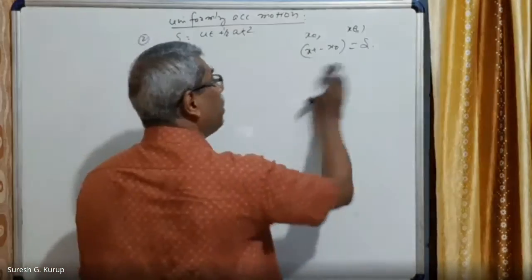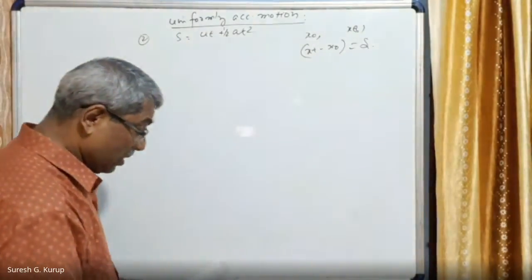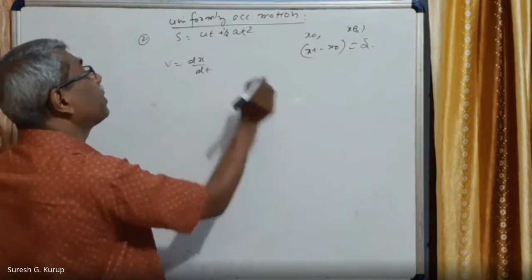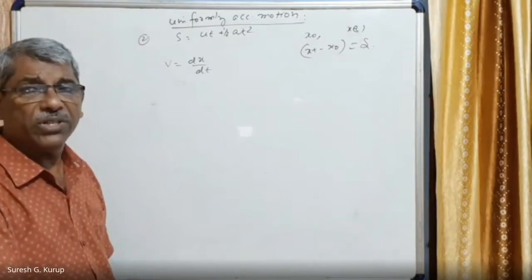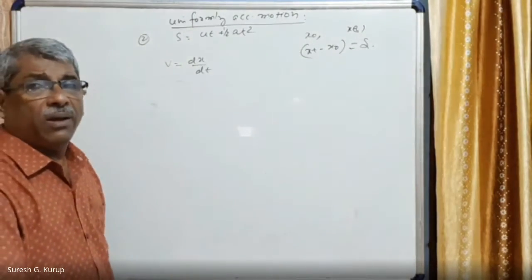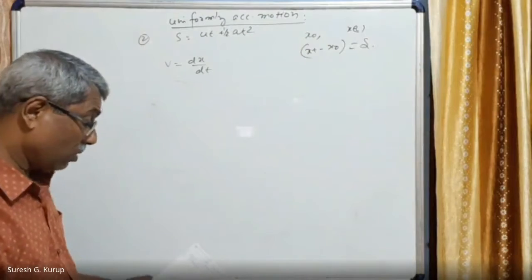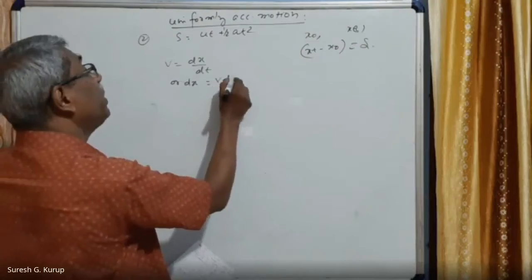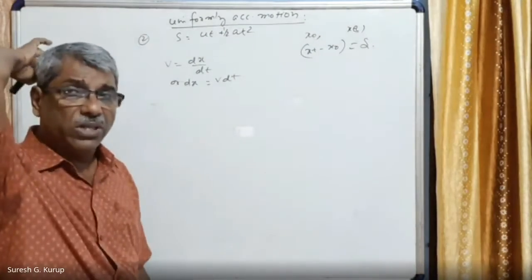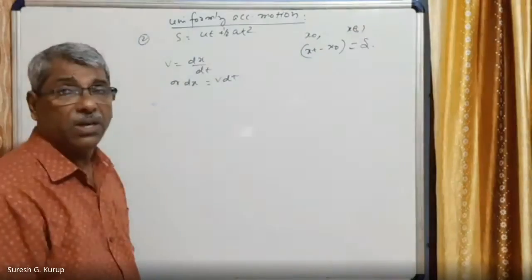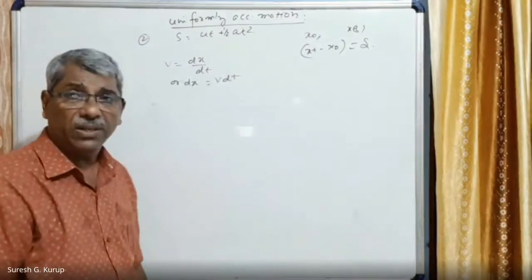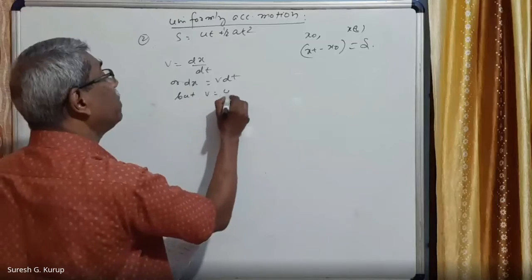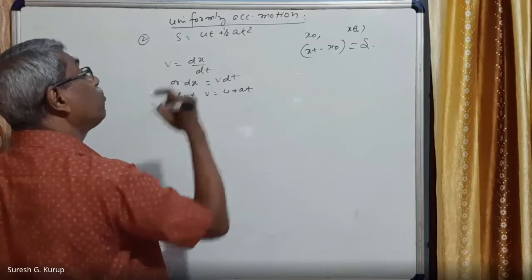Now that also I am going to derive. So now we know that v is equal to dx by dt. Everybody knows, because velocity is equal to the rate of change of displacement, or dx is equal to v dt also we can get. Velocity is equal to dx by dt. Therefore, dx is equal to v dt. But everybody knows that v is equal to u plus at. Put this value of v in this place.